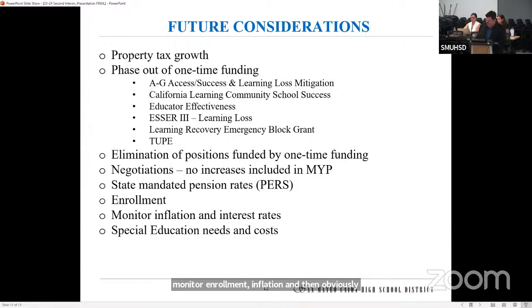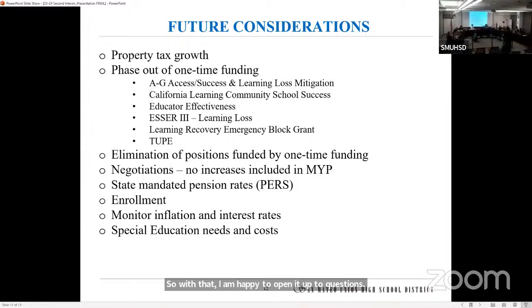So with that, I am happy to open it up to questions. Thank you. Okay, we'll open it up to questions or comments from the board. Trustee Griffin.